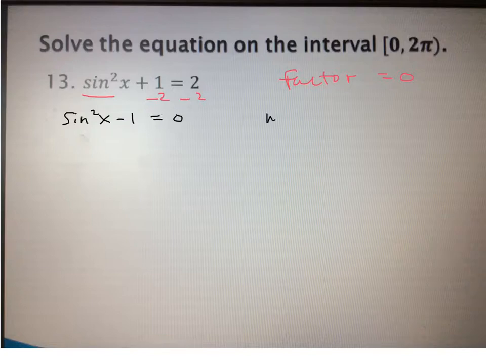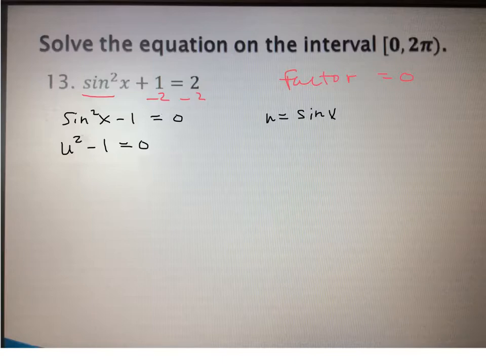So I'm going to go ahead and make a substitution. I'm going to say that u is equal to sine of x. And that would make this u squared minus 1 equals 0. Now you could solve this by isolating the u squared and taking the square root of both sides, but I'm going to solve it by factoring.